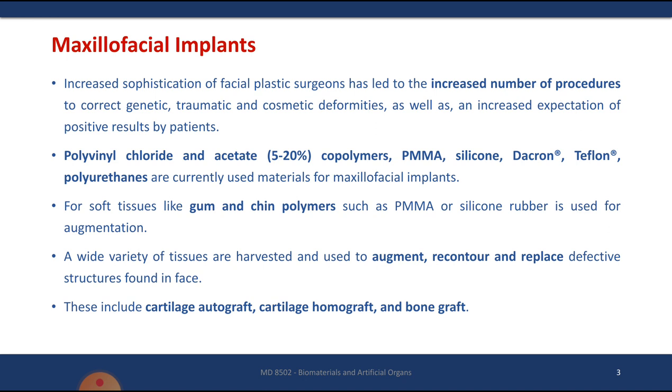And these include cartilage autograft, cartilage homograft, and bone graft. When we say cartilage autograft, it is taken from the same person. So the cartilage tissue will be taken from the same person's body. Second thing is cartilage homograft. Homograft means within the same species. And the last one is bone graft. So the bone tissues will be taken, and those bone cells and tissues will be cultured, and when it is grown into a tissue-like form, it will be placed as an implant.